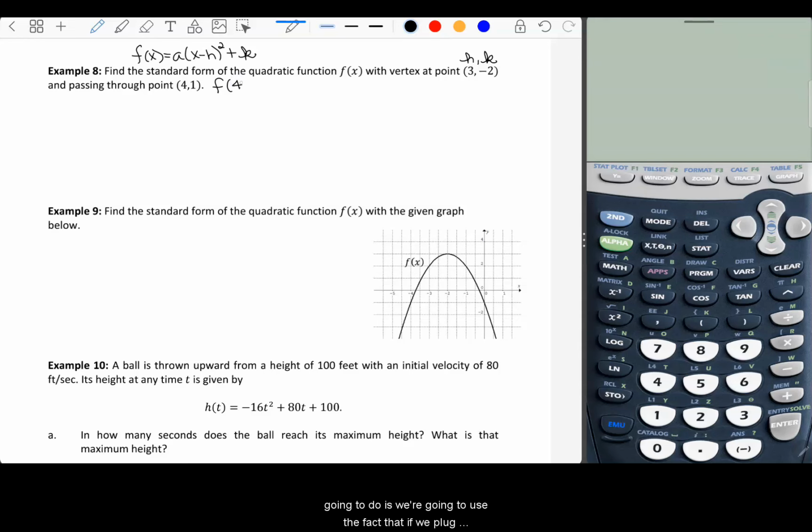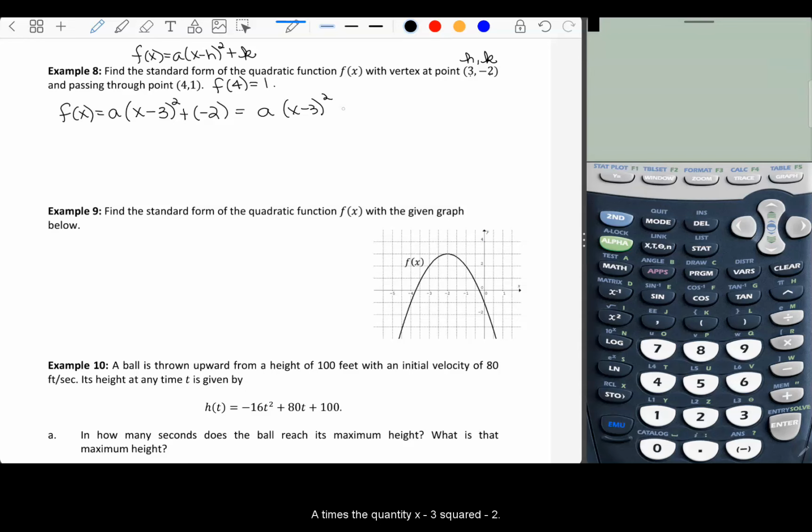And what we're going to do is use the fact that if we plug the 4 into whatever our function is, we get a y value of 1 out of it. So here we go. f of x equals some a value times x minus 3. Remember, change the sign of the x, quantity squared, plus, well, actually, it's going to be minus 2. So let me fix that very quickly. a times the quantity x minus 3 squared minus 2.